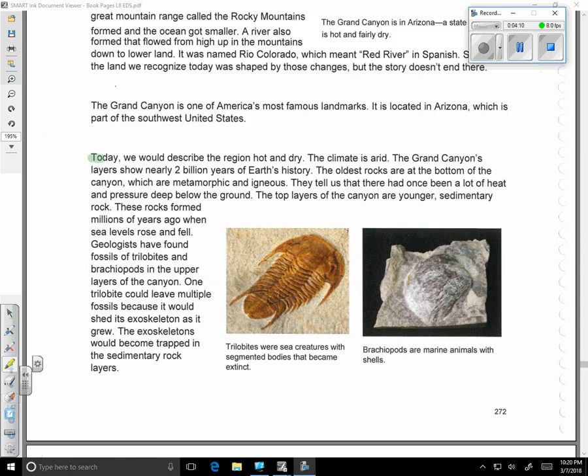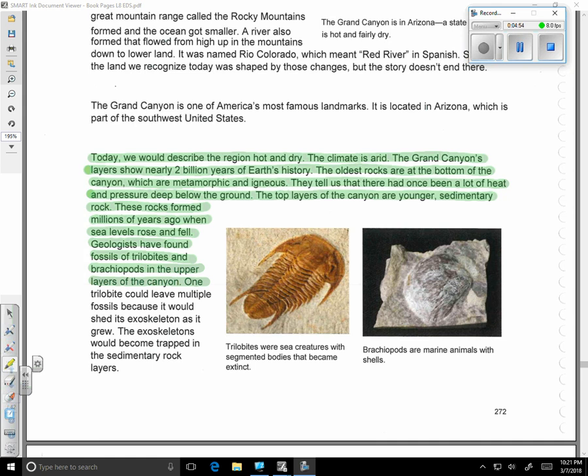Today we would describe the region as hot and dry. The climate is arid. The Grand Canyon's layers show nearly 2 billion years of Earth's history. The oldest rocks are at the bottom of the canyon, which are metamorphic and igneous. They tell us that there had once been a lot of heat and pressure deep below the ground. The top layers of the canyon are younger, sedimentary rock. These rocks formed millions of years ago when sea levels rose and fell. Geologists have found fossils of trilobites and brachiopods in the upper layers of the canyon.